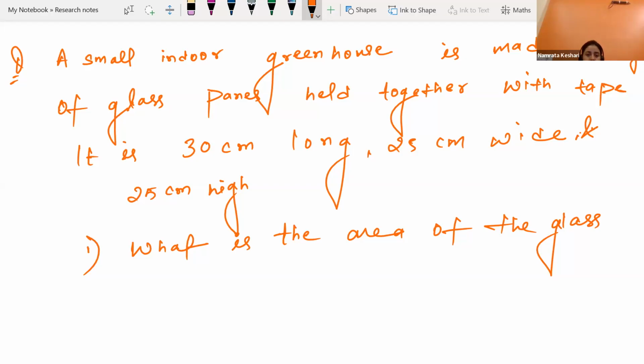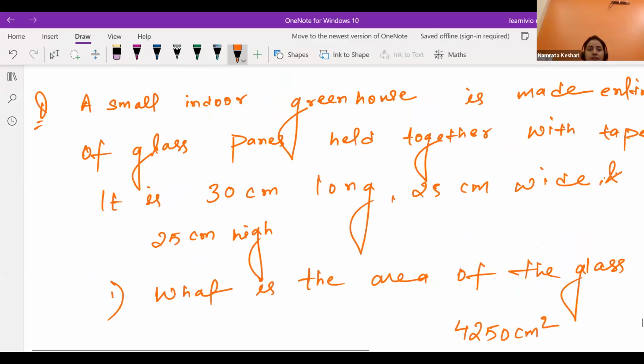Ma'am, is it 4250 centimeter square? 4250 centimeter square. Everyone is getting the same. 4250. Yes. Rest of the students, are you also getting the same? I got 4250. You also got it, Bharti, 4250. Yes, everyone is getting 4250.